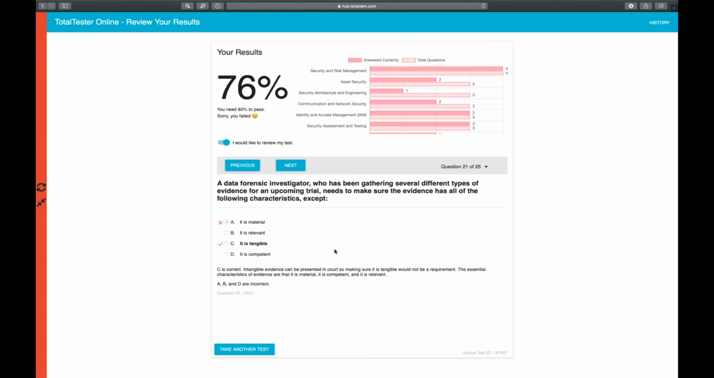And one of these days we're going to get this one right. Intangible evidence can be presented in court. So making sure it is tangible would not be a requirement. Should that say that it cannot be presented in court? The essential characteristics of evidence are that it is material, it is competent, and relevant. I will never forget that again.